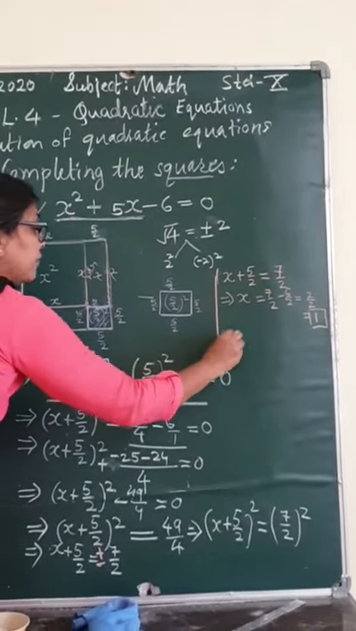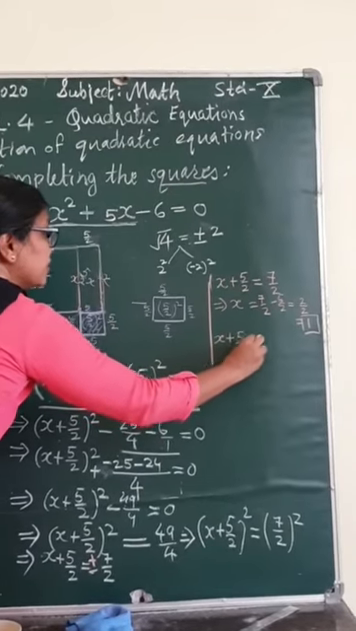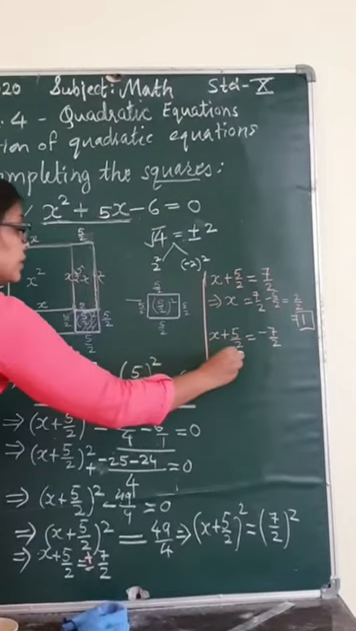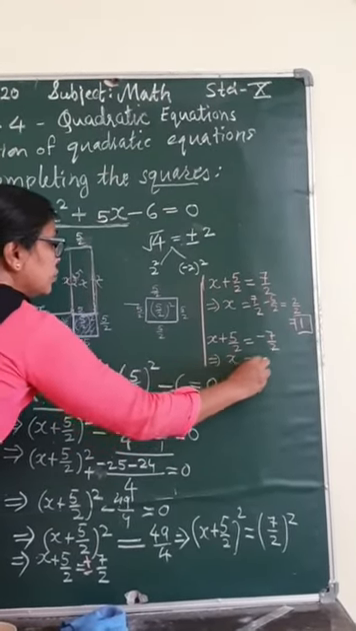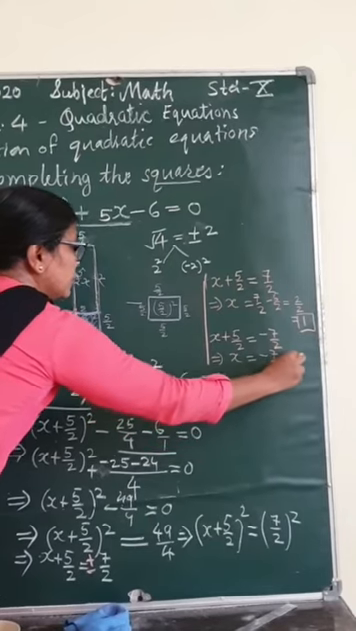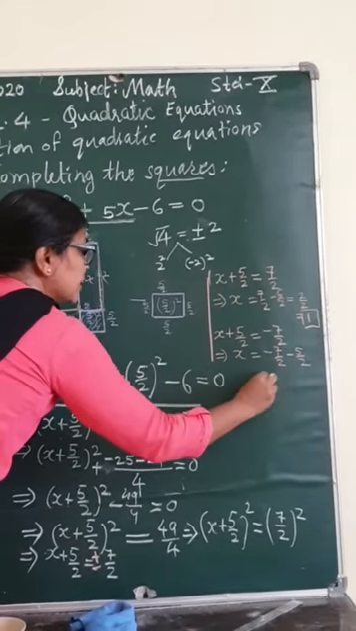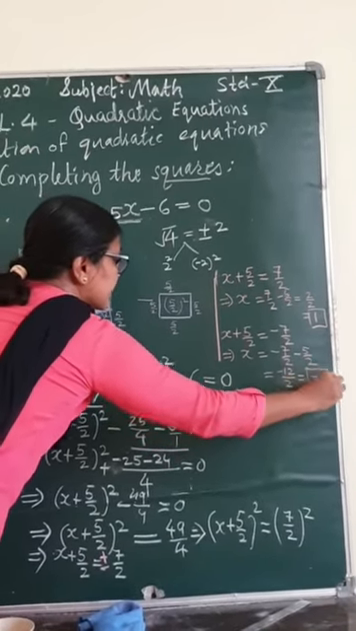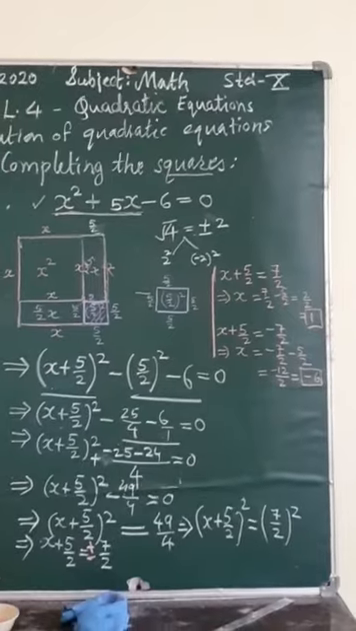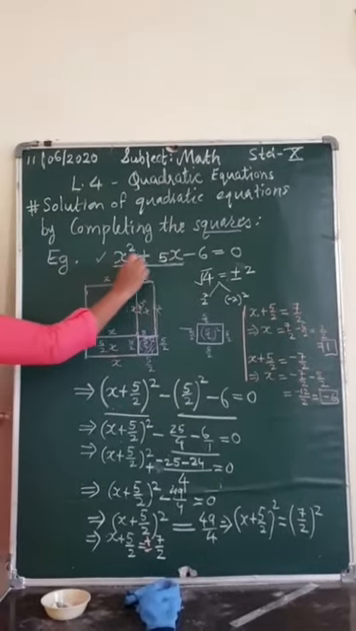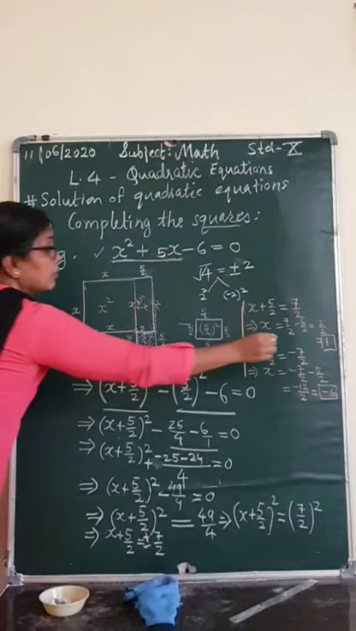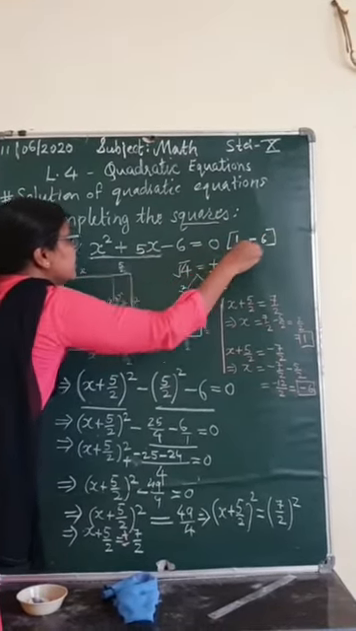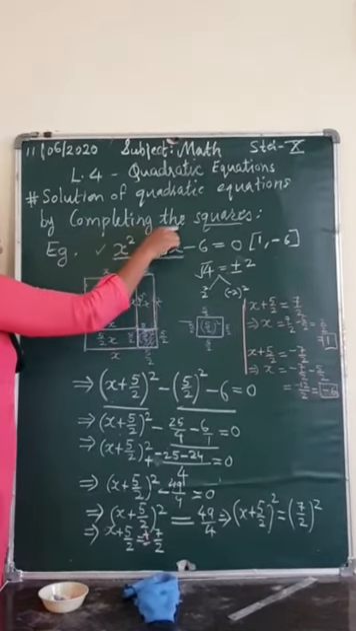And if we have x plus 5 upon 2 is equal to minus 7 upon 2, then we have x is equal to minus 7 upon 2 minus 5 upon 2, which is minus 12 upon 2, which is minus 6. So this is how the roots of this polynomial are 1 and minus 6, and this we get by using the completing squares method.